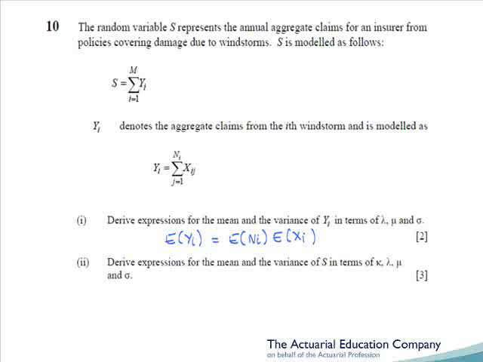Once you've got the mean and variance for Yi, you're going to then use those in part 2. S is also a compound Poisson, and so to obtain the mean and variance of S, we will again use the compound distribution formulae given on page 16 of the tables. For example, E of S will equal E of M times E of Y. Although this question took a little getting your head around, it was just straightforward application of the formulae.